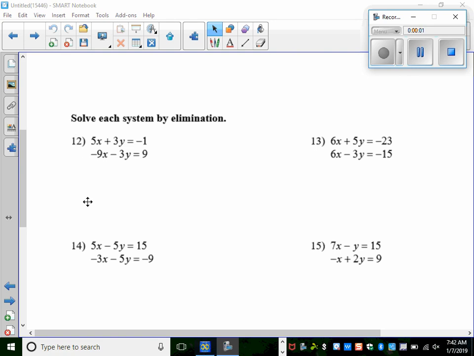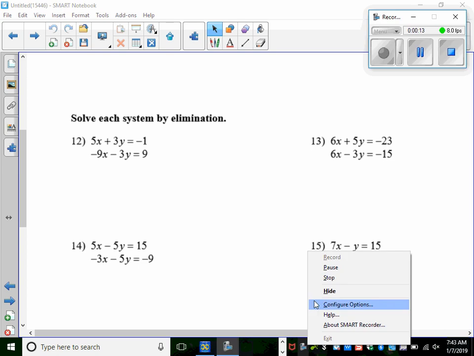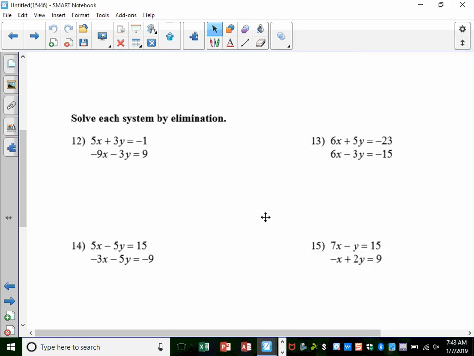Page 30, question number 12, just to recap what we already know about the elimination method, and then we're going to be adding to the elimination method today by doing multiplication along with it, okay? So in this particular problem, we can tell that the y terms are opposite of each other, so that's why we want them to be eliminated. So that's why it's called elimination.